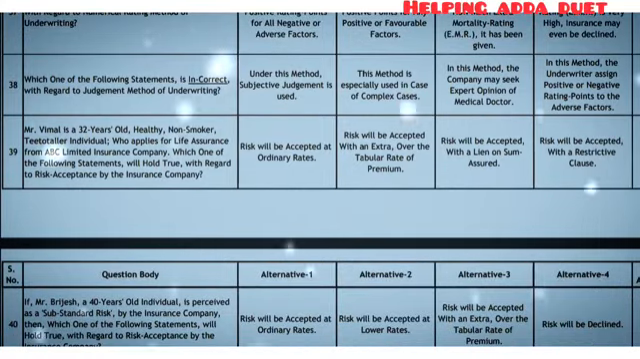Question number 39. Mr. Vimal is 32 years old. Here we have a case study. Mr. Vimal is a 32 years old, healthy non-smoker, teetotaler individual who applies for life assurance from ABC Limited insurance company. Which one of the following statements will hold true with regard to risk acceptance by the insurance company? Risk will be accepted at ordinary rates. Option number 1.